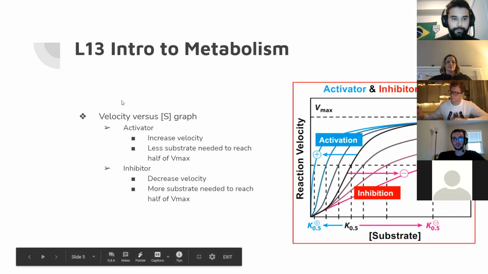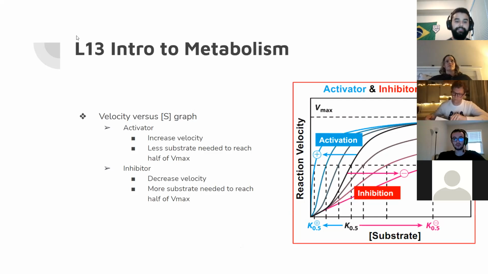Okay. So now let's look at the effects of an activator and the effects of an inhibitor, right? It's kind of self-explanatory what an activator and an inhibitor do, right? But it's also important to know, for example, that an activator is going to increase the velocity of the enzyme, right? Of what the enzyme is doing to the substrate. And an activator can also lead to less substrate needed to reach the half Vmax, right? So our Km is decreasing, right?